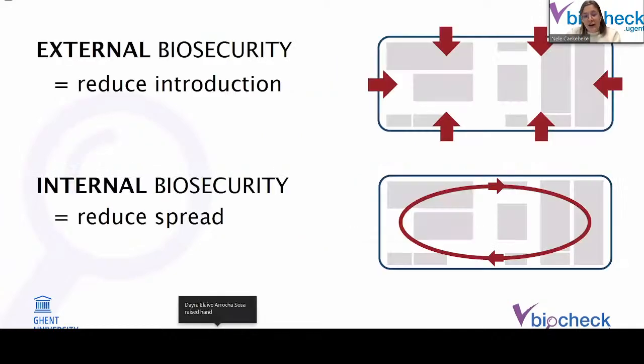And we like to divide biosecurity in two different parts, namely external and internal biosecurity. By external biosecurity, we mean all the measures that can be taken to reduce the introduction of disease. So actually, this is the one that you want to focus on regarding African swine fever, or just in general, to prevent diseases from coming into your country or your farm. And internal biosecurity, on the other hand, is all measures that you can take to reduce the spread of a disease once it's already within your farm or maybe within your country.